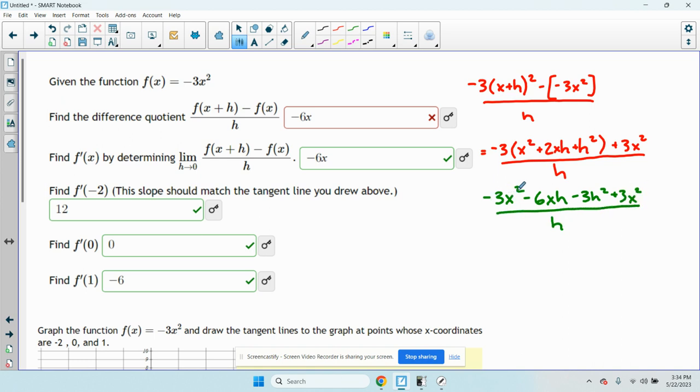h. 3x squared and negative 3x squared cross out. I'm left with negative 6xh minus 3h squared over h. Factoring an h out of the top, I have h times the quantity negative 6x minus 3h, over h. The h's cross out. Maybe you thought you were supposed to plug in 0 for h, but that's what you would do in the second part. First part's just going to be negative 6x minus 3h.